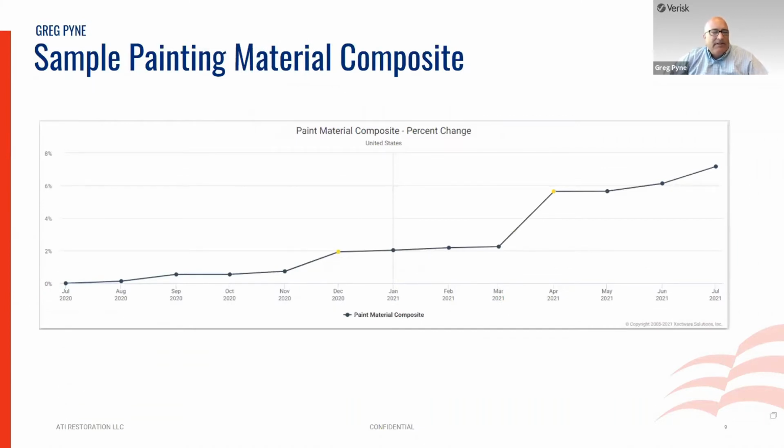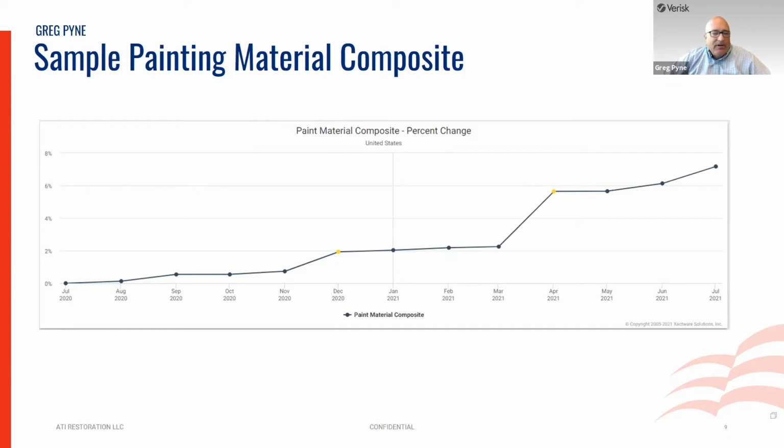This looks at paint material. And again, this is going to be all kinds of paint material. It could be stain, it could be exterior, interior paint, different types of paint and stains that are being used across different industries or different trades.